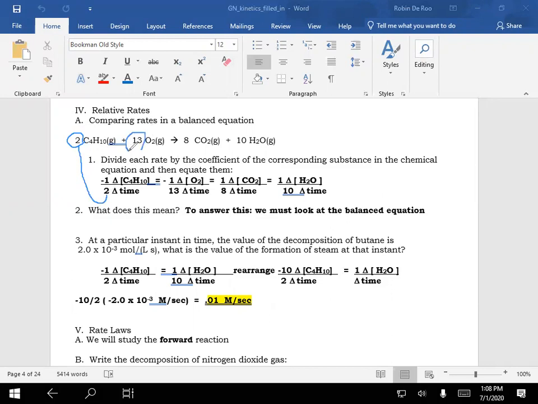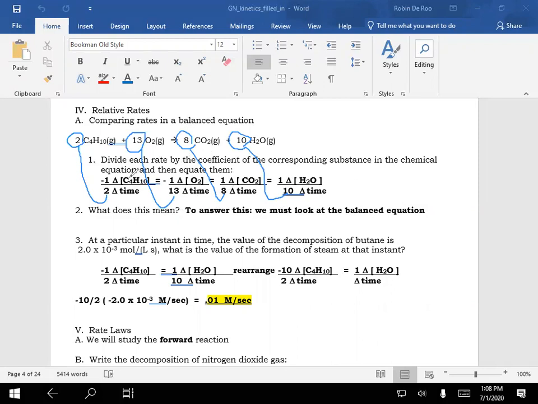Again, with the stoichiometry, put that on the bottom. And then the products will have positive values because you're making products. So again, you would use your stoichiometry, put that on the bottom, and your stoichiometry for the water or the steam, put that on the bottom. So now we have an equation.